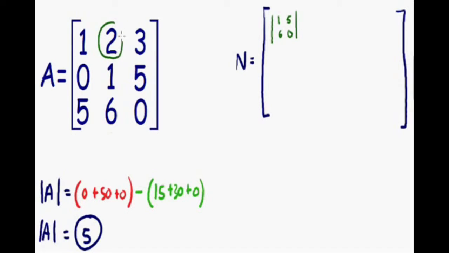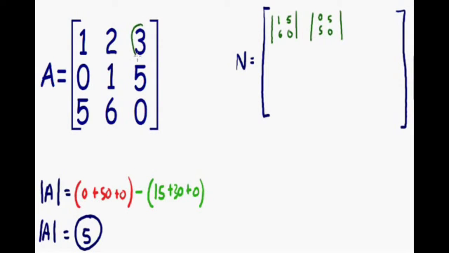So now we'll move on to the top middle number, this number 2. If we cross out the row and the column of this number 2, we're left with a 2 by 2 matrix 0, 5, and 5, 0. So I'm going to copy that 2 by 2 matrix and place it in the top middle position, 0, 5, 5, 0.